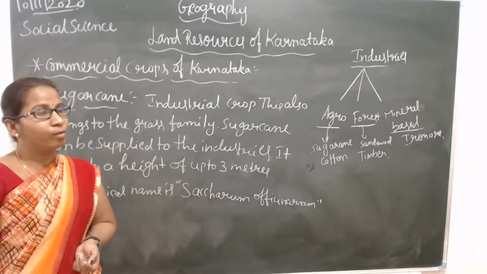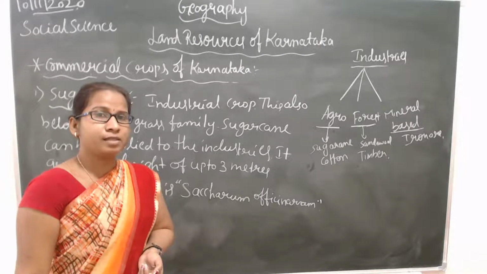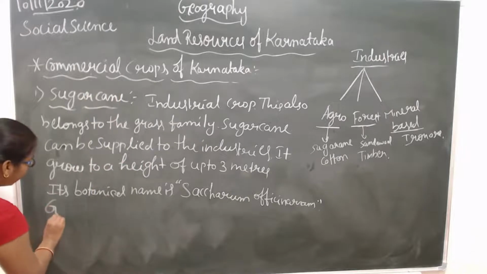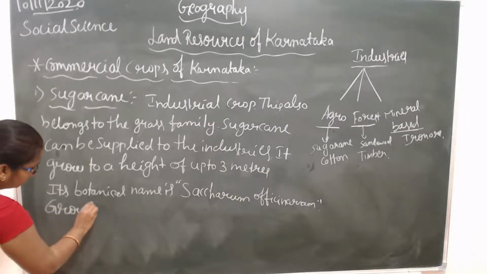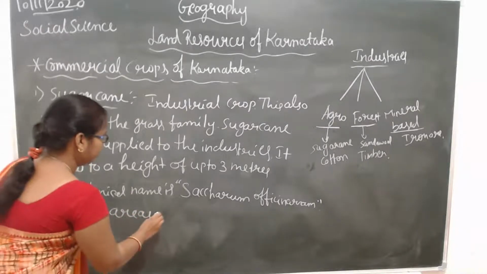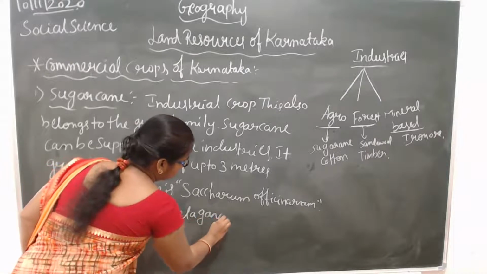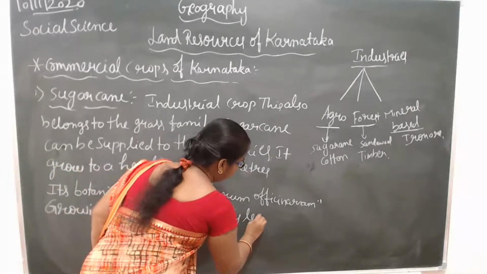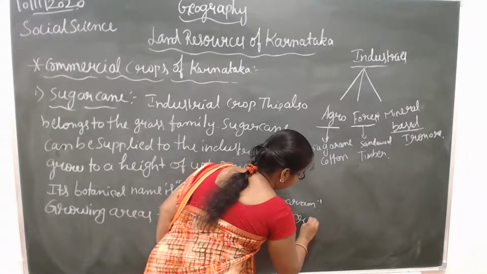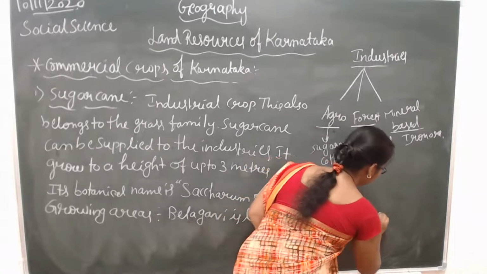Now let us come to know about the growing areas. Which are the districts called the growing areas of sugarcane? Growing areas of sugarcane. So here Belgavi is the leading producer of sugarcane.